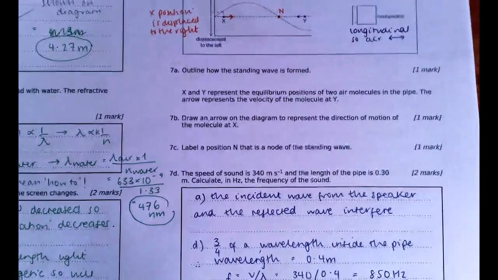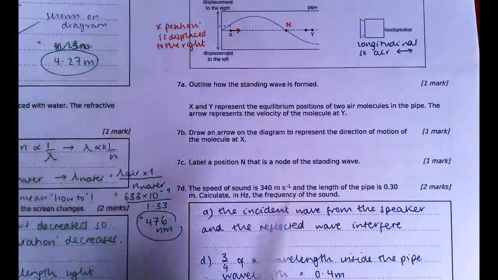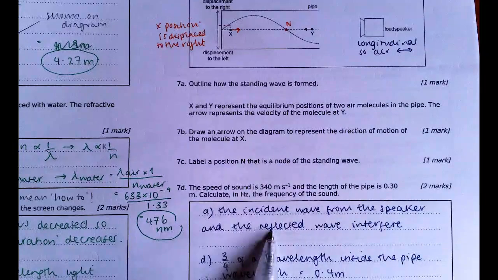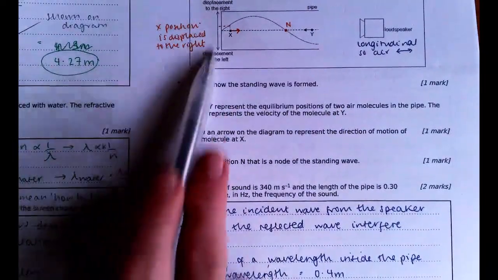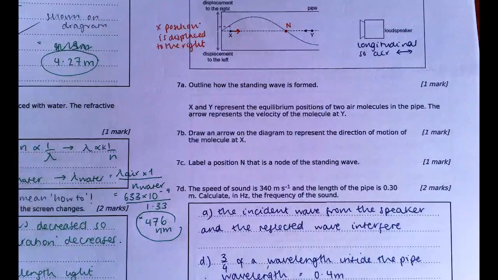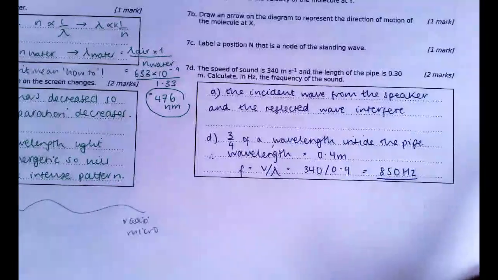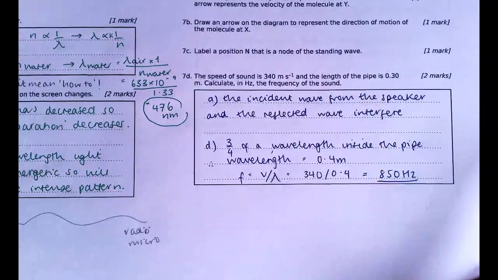For part A, outline how a standing wave is formed. You just need to say that there's an incident wave from the speaker and a reflected wave that bounces off the closed end of the pipe, and they interfere. And when they interfere, they set up this standing wave. So that's A there. Give you time to write that down.